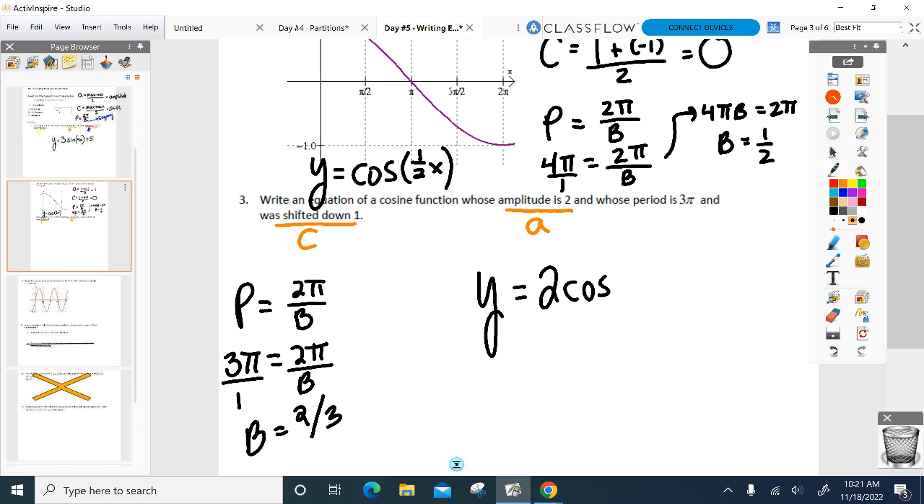Cosine. What goes in parentheses? 2/3. Yep. Along with a what? X. And then outside? -1. Down 1. Okay, good. Anybody? Questions? Good? No issues yet?